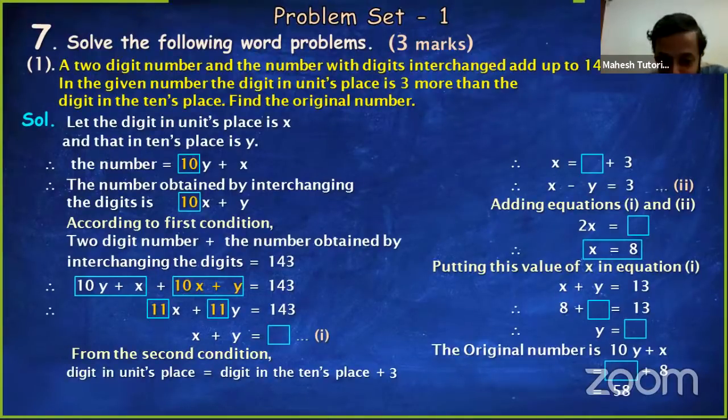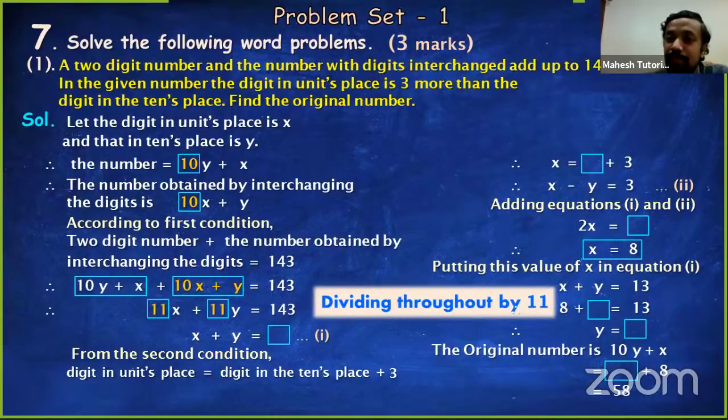11. So to make the equation simpler, in the next step they have divided throughout by 11, meaning each term is divided by 11. So now if I divide 11x by 11, students, 11 11 will get cancelled. तो बचेगा क्या? सिर्फ x.